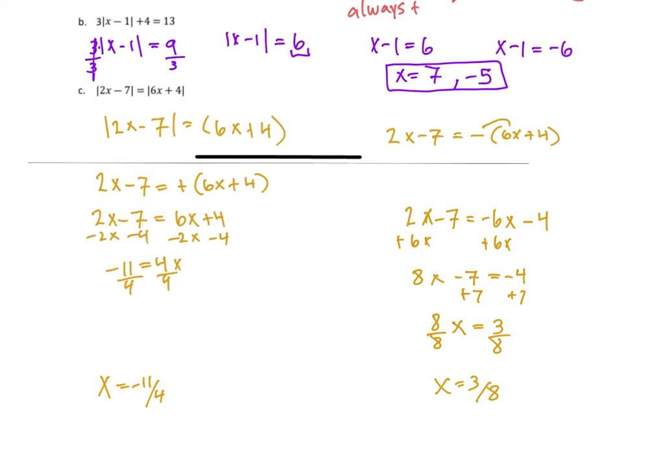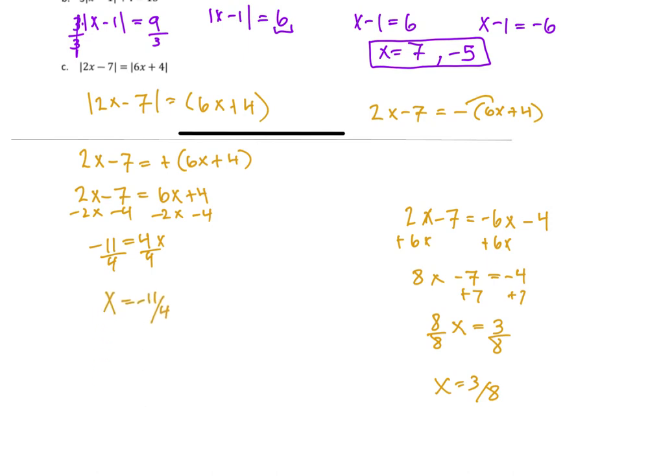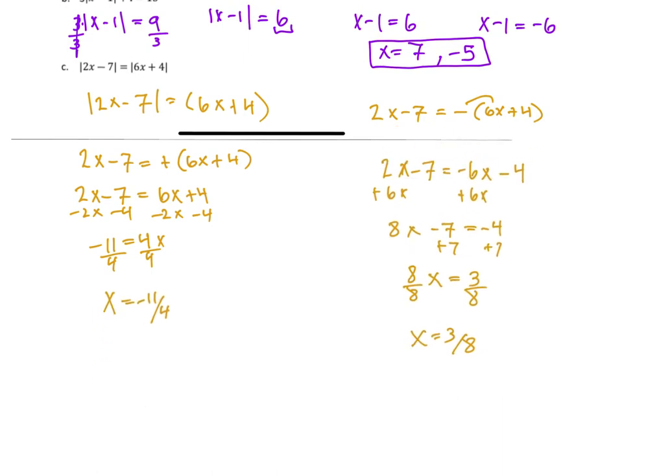So that means that the two solutions we have for these problems are that x equals negative 11 fourths and 3/8. There we go. Once again, we get two solutions, the positive that could have gone inside the parentheses and the negative that could have gone inside the parentheses.